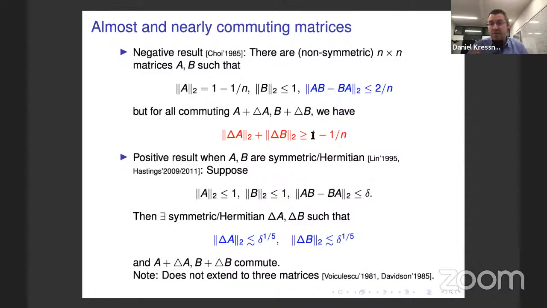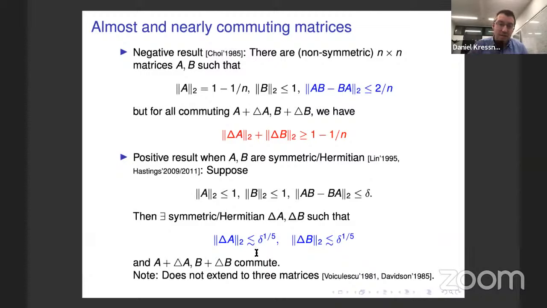On the other hand, there are positive, or let's say semi-positive results when you impose further structure on A, B: A, B are symmetric or Hermitian. First a qualitative result from 95 by Lin, and more recently a result by Hastings. I will comment on this a bit in more detail. So you suppose that A, B are normalized. The norm of the commutator is delta. And then Hastings has shown in a quite complicated construction that there are symmetric or Hermitian perturbations, delta A, delta B, which make A and B commute. But instead of delta, you get delta to the 1/5.